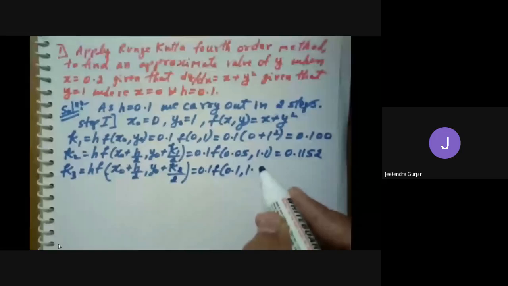Comma y naught plus k1 upon 2. Y naught, what we have, students, 1. K1, what we have, K1 is 0.1. So 0.1 upon 2. When you simplify this, you're going to get 0.05, and the second value, if you simplify this, is 1.05.